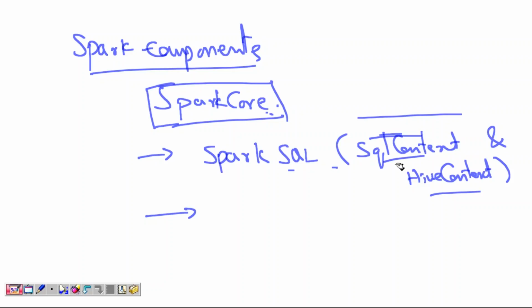And the second context is Hive context. Using this Hive context, you can directly interact with the Hive data warehouse, because Hive is the data warehouse environment in our Hadoop. If you execute Hive queries from Hive, they will be converted into MapReduce, but we don't want MapReduce. We want Spark's in-memory computing model. That's why we are integrating Spark with Hive by using Hive context.